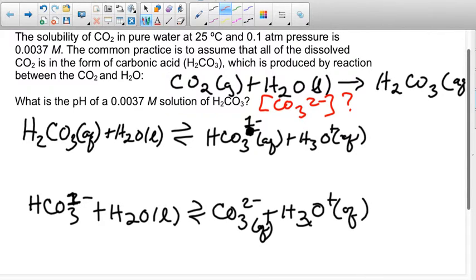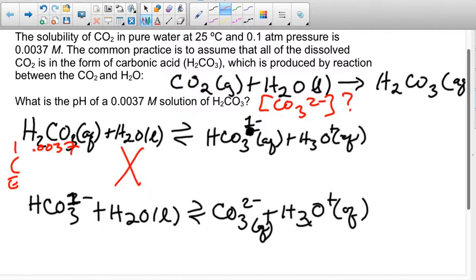Oh, I just need an ICE table, right? Just a little ICE table? Just one. Because I'm going to do this first ICE table, I'm going to calculate the concentration of the hydrogen carbonate ion and the hydronium, right? All right, so what are my initial conditions? 0.0037 moles, 0.0037 for the carbonic acid.